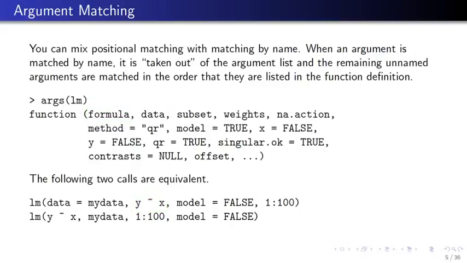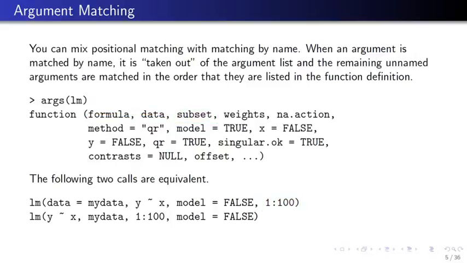Model equal to false has been matched by name, so I can get rid of that from the argument list. And then 1 through 100 has to be assigned to an argument that has not already been matched. In this case, formula was already matched, data was matched, and so the next one is subset. So 1 to 100 gets assigned to the subset argument. This is a somewhat confusing way to call lm, and I don't recommend that you do it this way, but I wrote it this way just to demonstrate how positional matching and matching by name can work together.